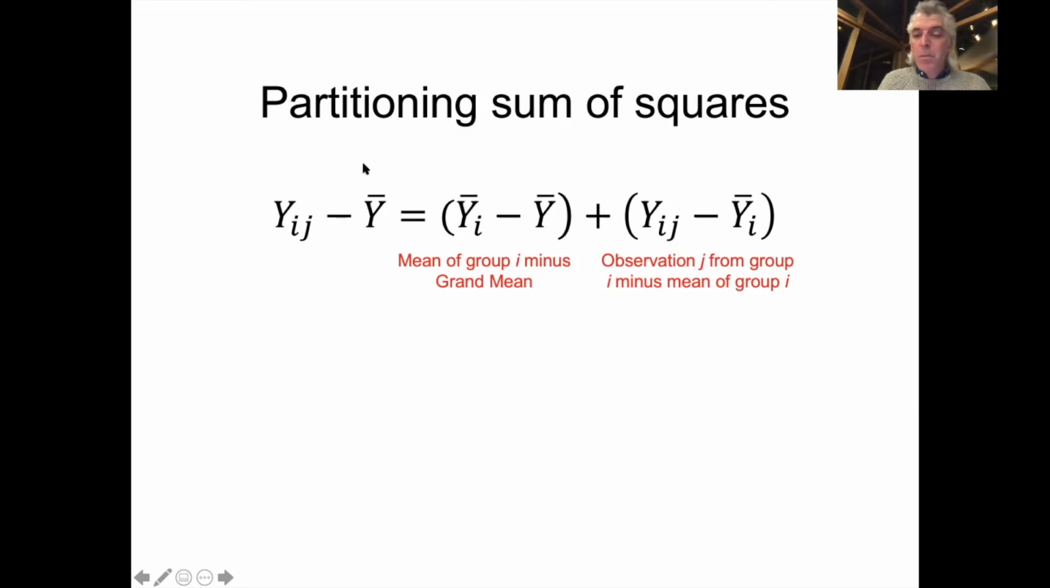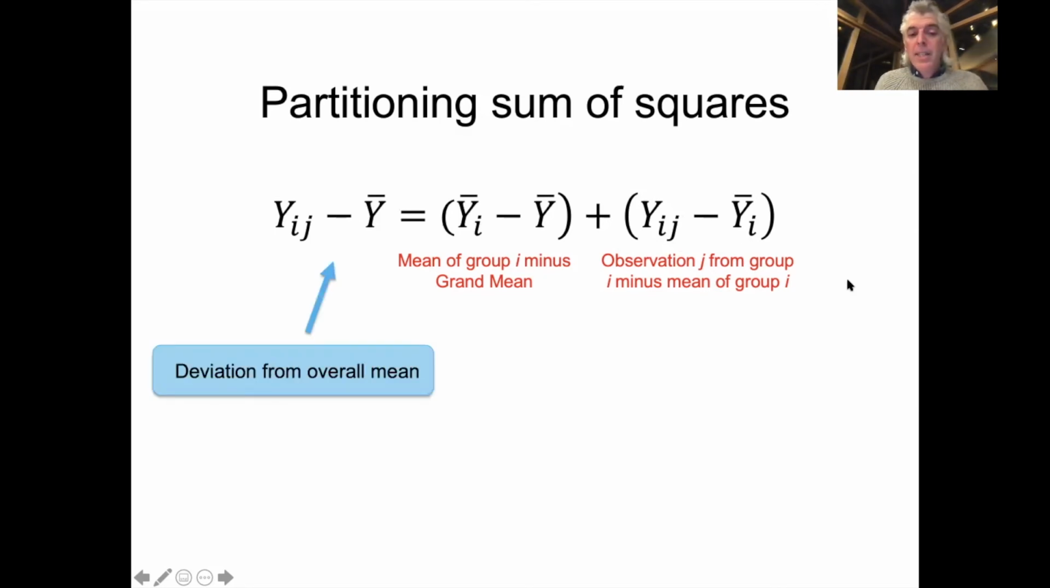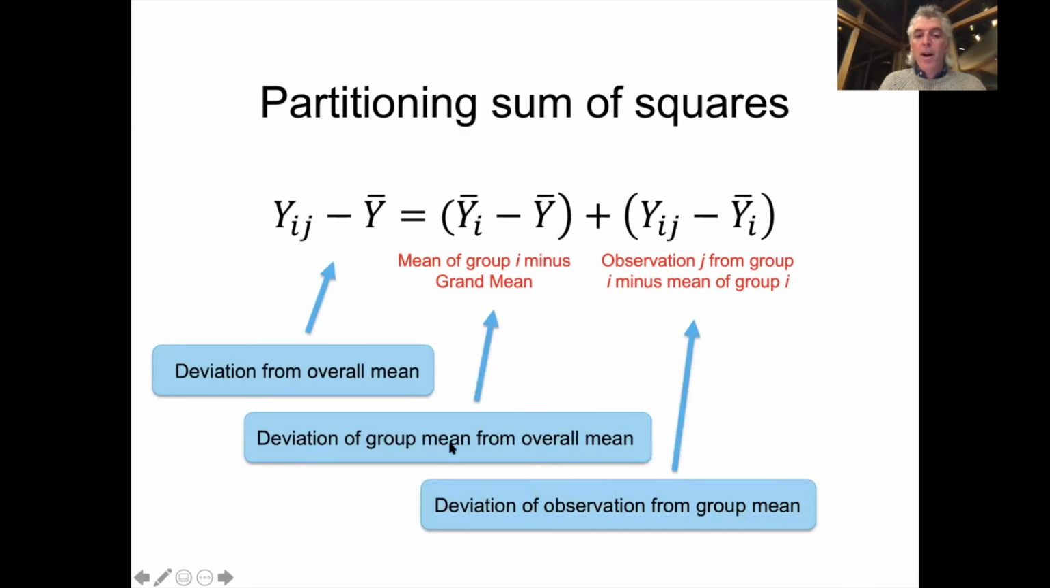And we can explain or describe or decompose that difference into two different parts: the difference between the group mean and the grand mean, and the difference between the individual observation and its group mean. We can say that this deviation from the overall mean is equal to the sum of the deviation of the group mean from the overall mean and the deviation of each individual observation from its own group mean.